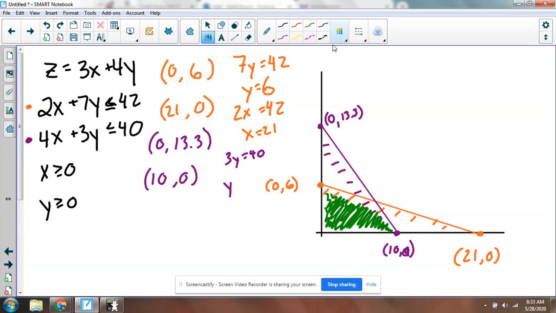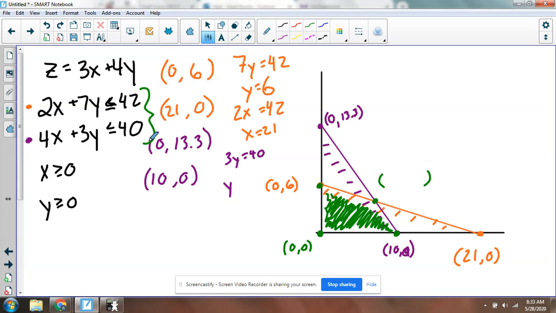Okay, so I have 4 vertices. I have (0, 6), (10, 0), (0, 0). But if we're maximizing this, the answer is very, very rarely ever going to be (0, 0). And then I have this point right here, which I have to figure out what that is. Okay, so that's the same thing as finding out where these two lines cross.